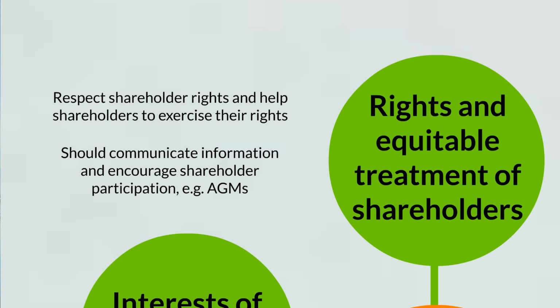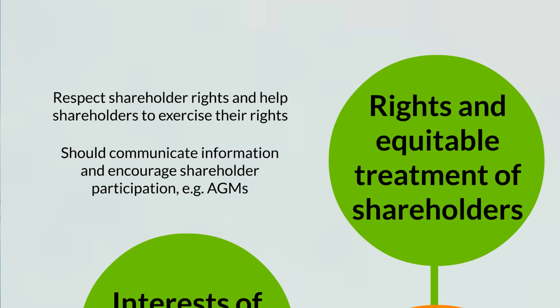So what this is saying is that organizations should respect the rights of shareholders and help shareholders exercise their rights. Now, they can help shareholders exercise their rights by openly and effectively communicating information and by encouraging shareholders to participate in the business's general meeting. So, for example, an organization will hold an AGM, an annual general meeting. Now, this is a meeting held once a year with the board of directors and the shareholders in attendance, where a number of key issues are discussed and then put to the vote. This gives shareholders the ability to voice any concerns and vote on relevant matters.